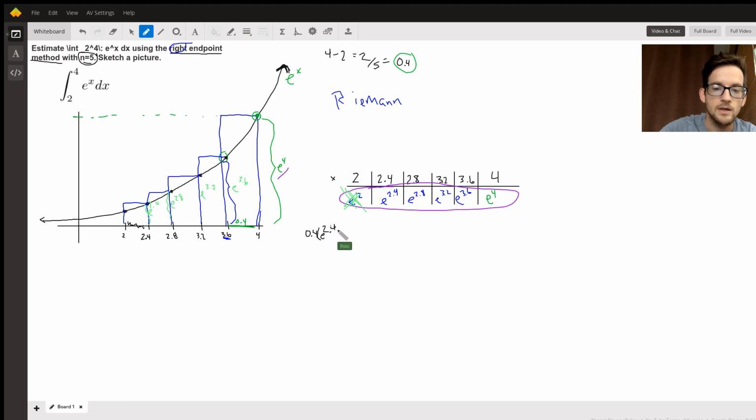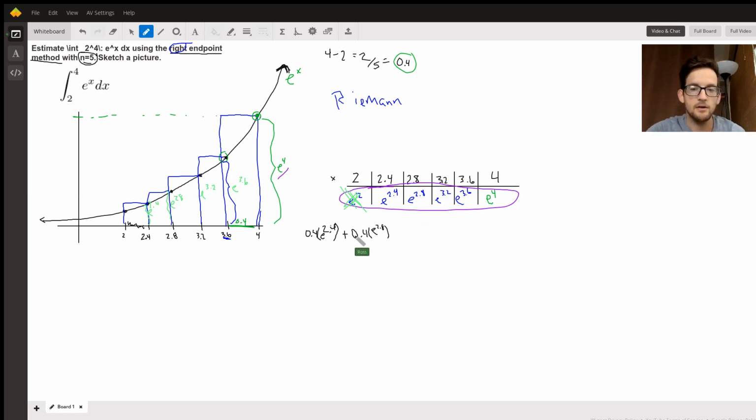And then we're going to add on the area of the next rectangle. The width would again be 0.4, and then the height is e to the 2.8. And again, we're multiplying those because the area of a rectangle is length times width, or width times height, whichever you want to think about it.